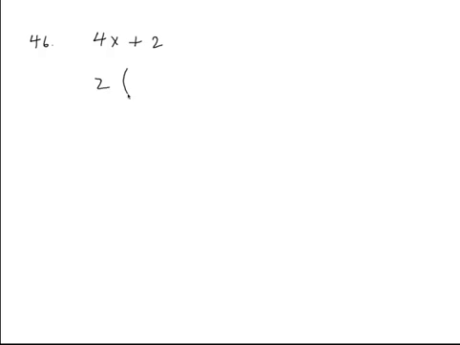In my parentheses here, I'm going to put a binomial because I started with a binomial. 2 goes into the 4x, leaves me with a 2x, and 2 goes into the 2 one time. That's very important. When you distribute this, you always get back where you started.